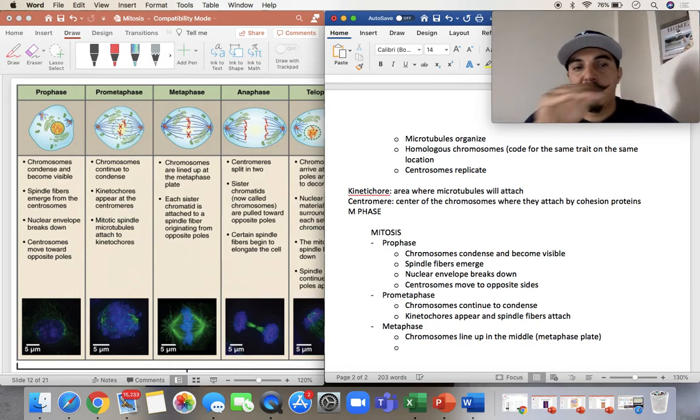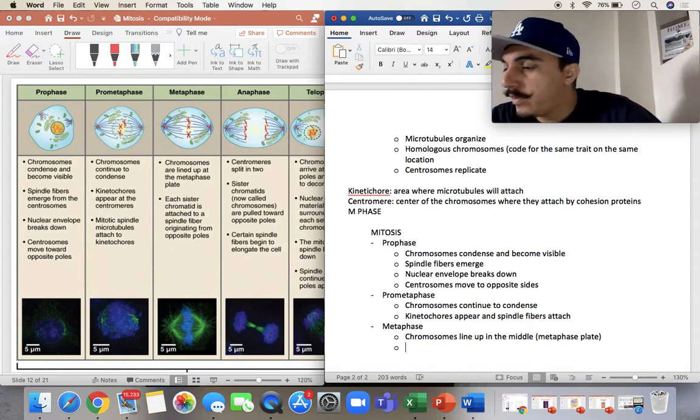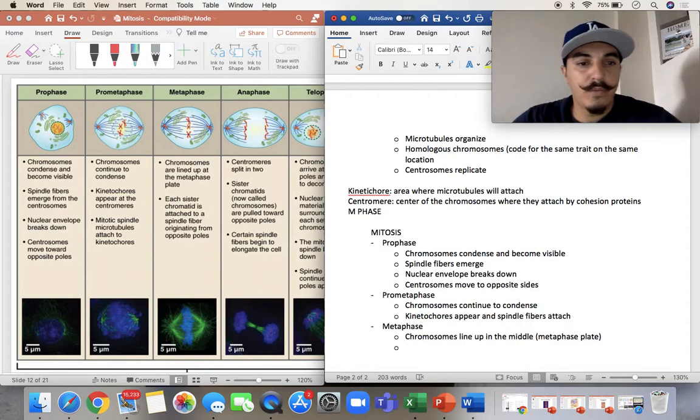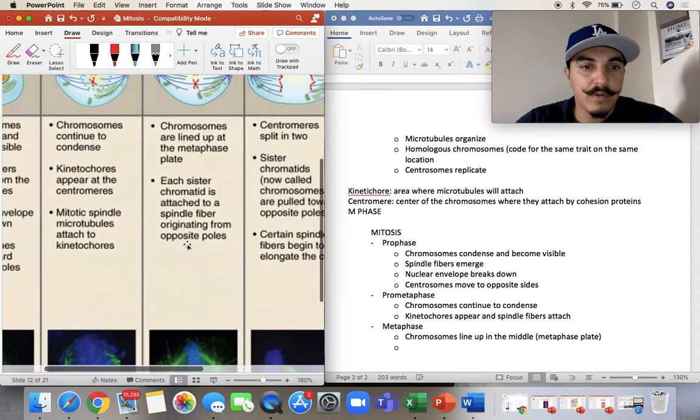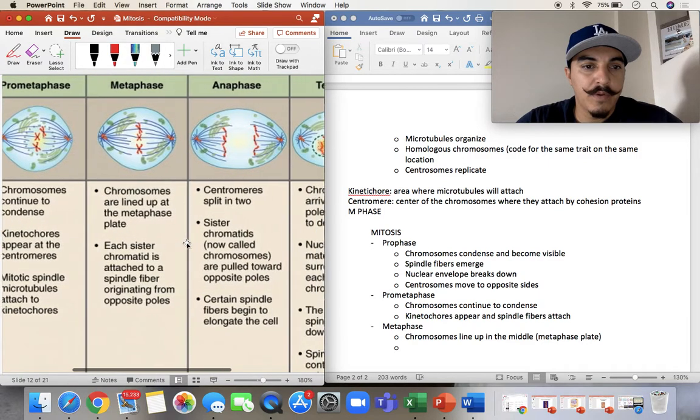They line up kind of like in the middle, like at the equator, just lining up, getting ready to move. What else? We have each sister chromatid attached to the spindle fiber from the opposite side. They're already kind of attached to the kinetochores, but now each one has its own side completely. So, for example, there it is. Woohoo! Okay, cool.